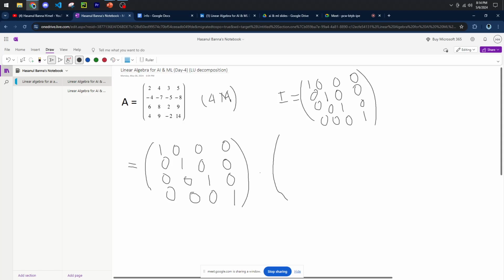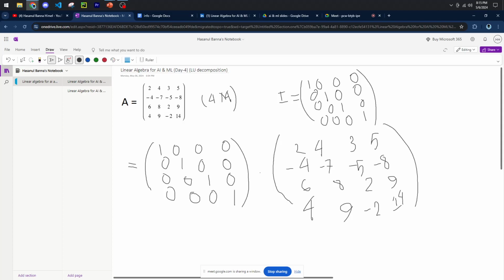We have a matrix given, 4 by 4: 2 4 3 5, -4 -7 -5 -8, 6 8 2 9, and in our final row we have 4 9 -2 14.